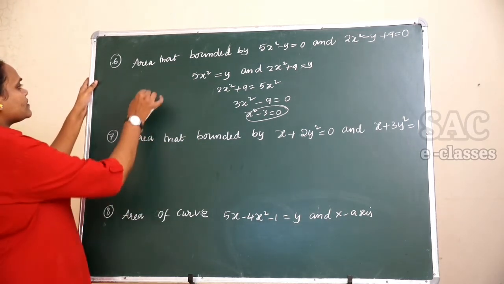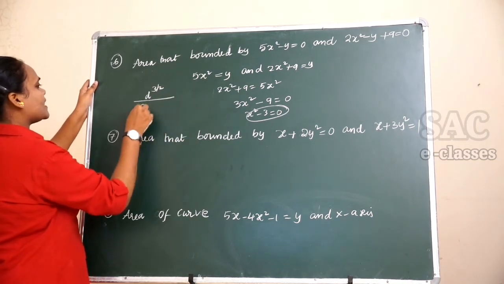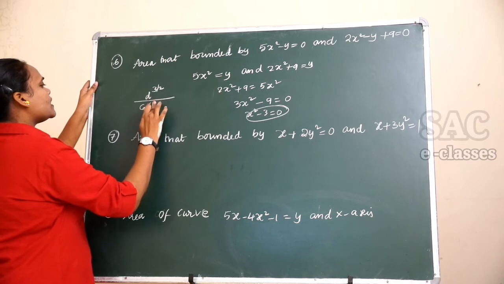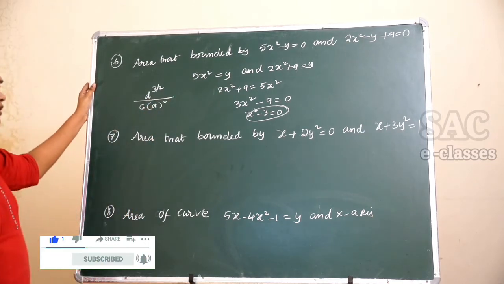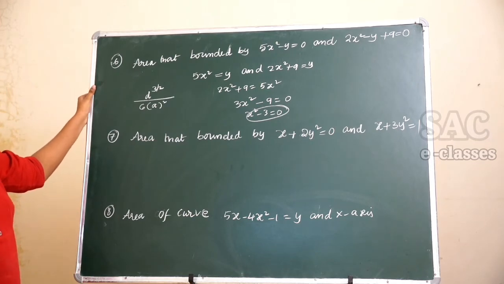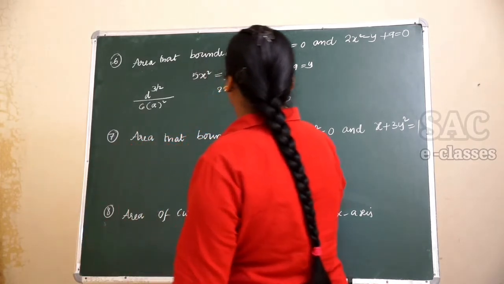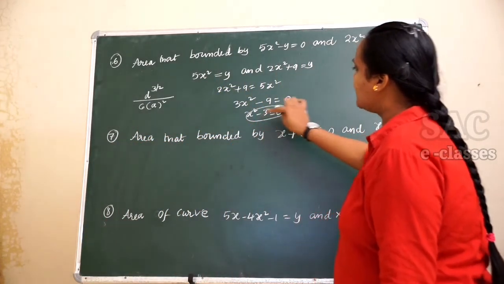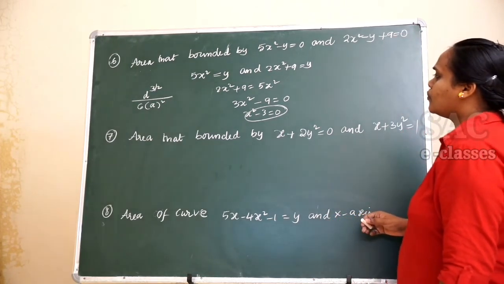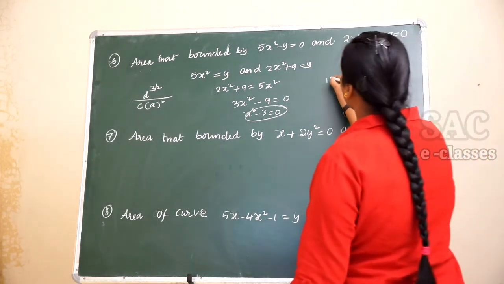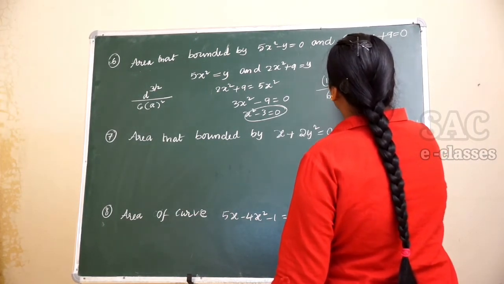What is that? That is the discriminant to the power 3 by 2, divided by 6 into a squared, where a stands for the leading coefficient of the given quadratic polynomial. Now what is the discriminant here? There is no b term, so you can write b squared minus 4ac: 0 minus 4 into 1 into minus 3, so obviously 12. 12 to the power 3 by 2 by 6 into 1 squared.